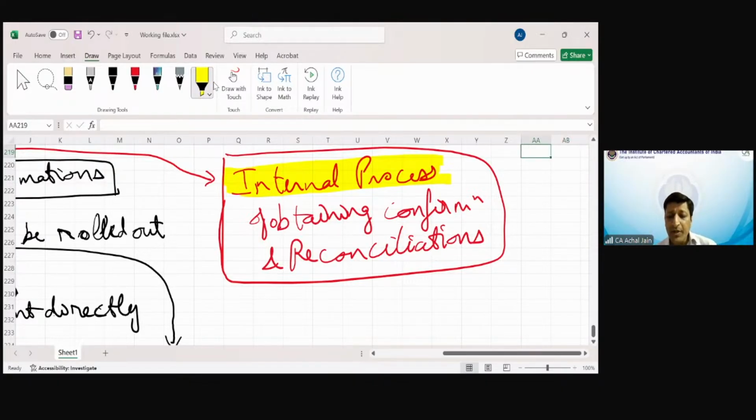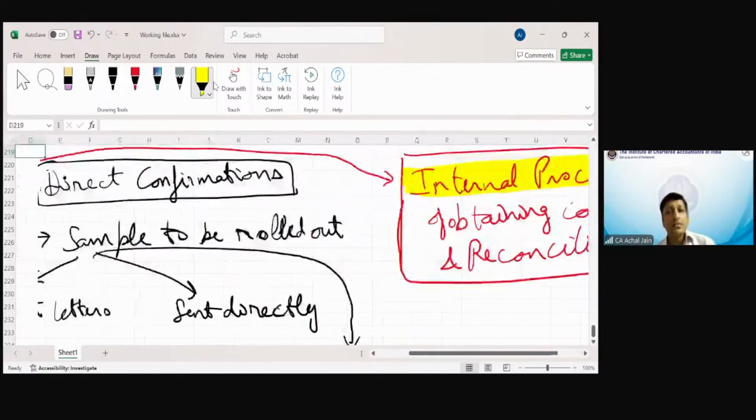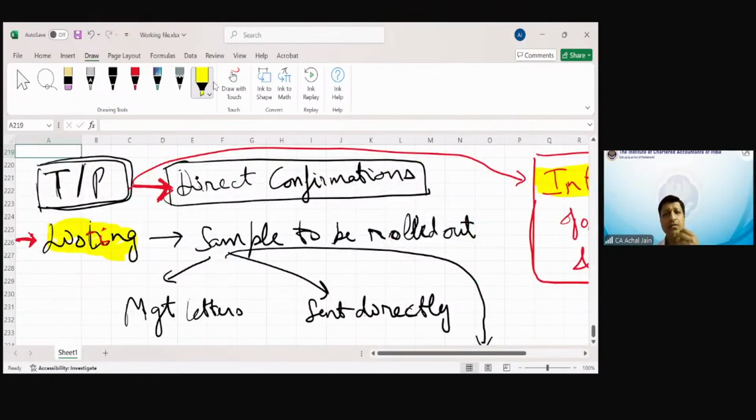So in relation to trade payables, wherever you have this confirmation procedure, that is considered to be of utmost importance. But we are not yet done on trade payables and other current liabilities. In the next session, we will continue on this.